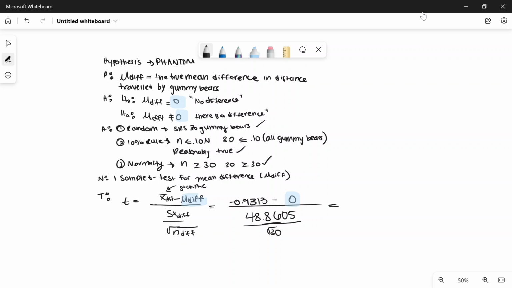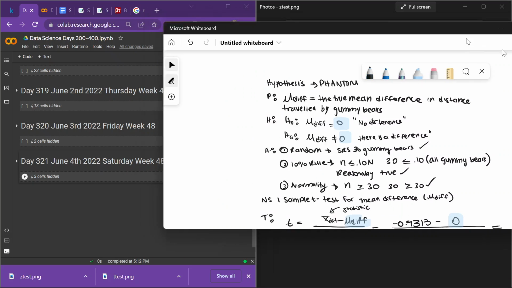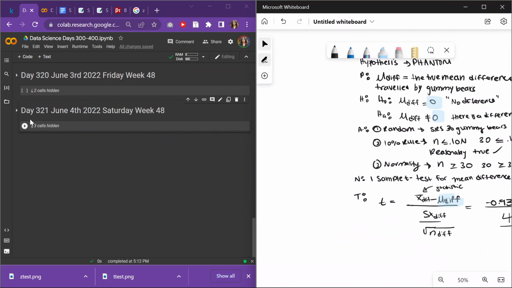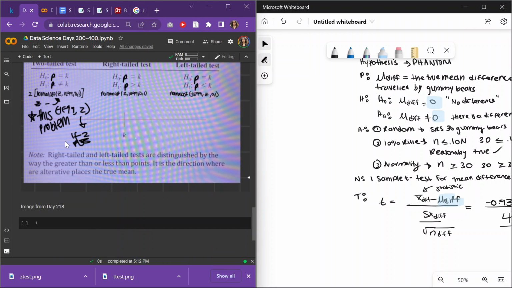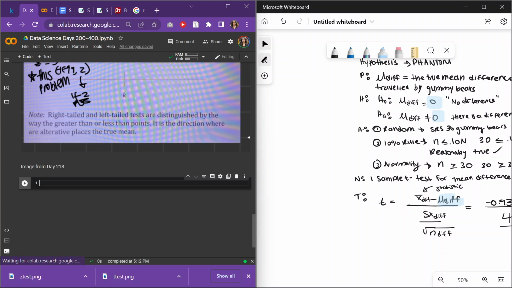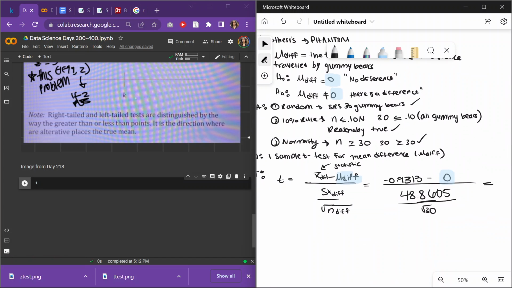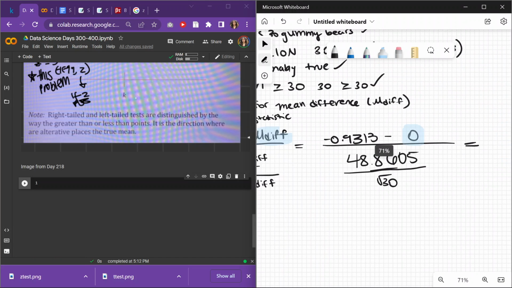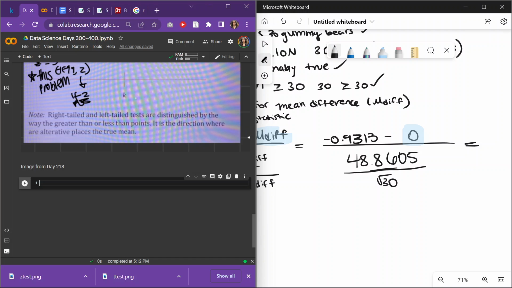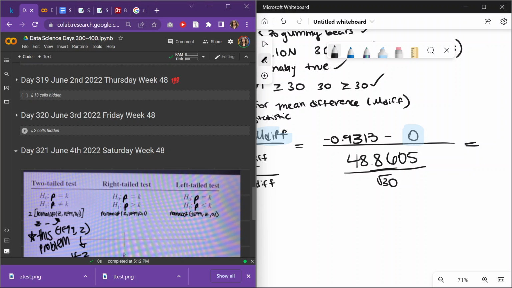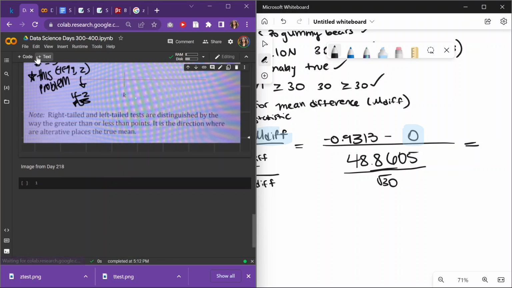Okay, so negative 0. Actually, why do I need my phone? I could have just done this here in Python. Python works with numbers, so we treat it as a calculator. So we'll just do negative. You know what? Let me start from the beginning.